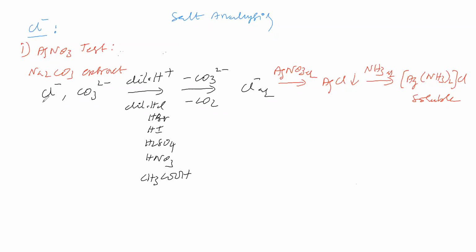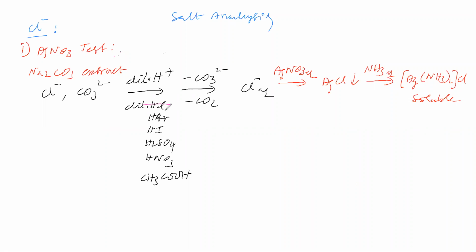We are testing Cl minus, so we cannot add HCl. Adding HCl means we are adding Cl minus, which makes no sense. So we avoid addition of HCl.